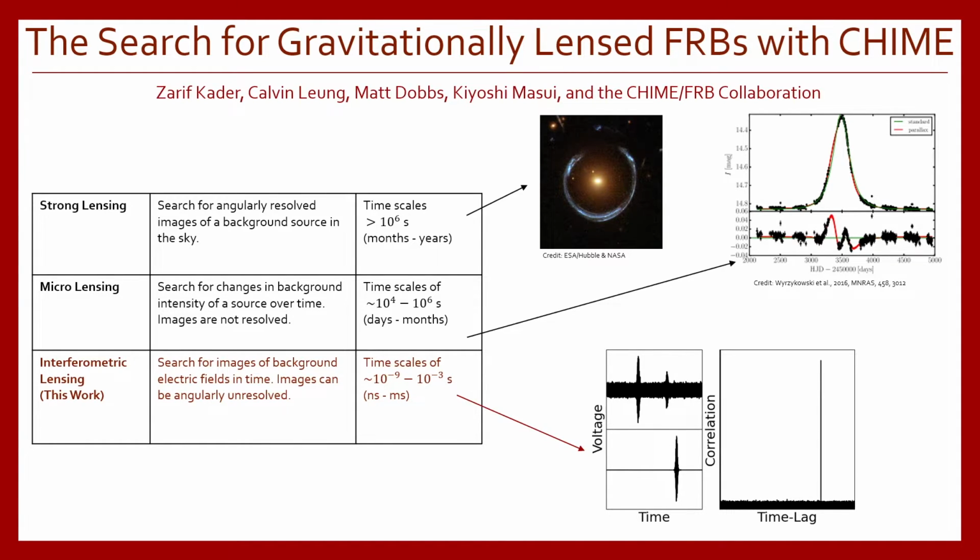But because our search involves using the electric field to look for an interferometric delay, we don't need images to be angularly resolved, only temporally resolved. This allows us to search for much smaller mass objects. In fact, this is better than the typical microlensing case where images are also angularly unresolved, because we don't need to wait for a lens to complete its transit to know if there is a lens and what the mass of that lens is.